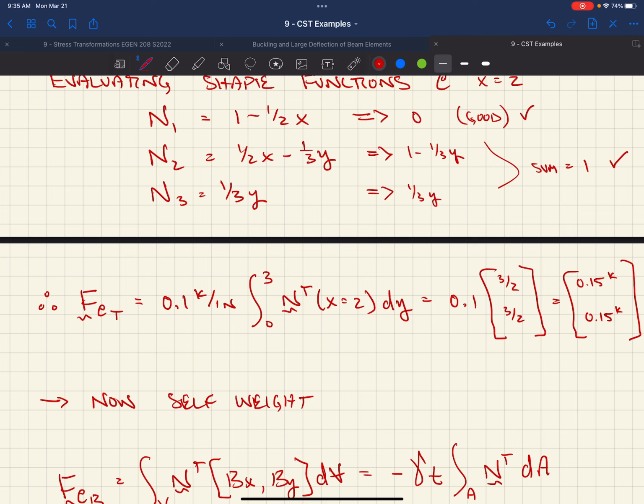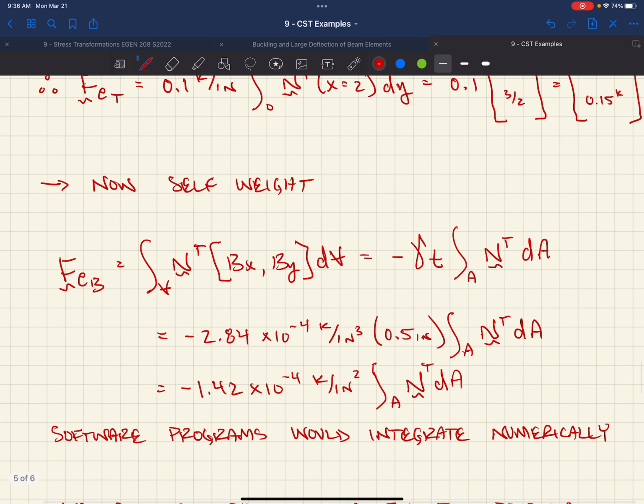We don't have rotational degrees of freedom in this CST element. So these are really just translational forces, right? Forces in the x direction at nodes 2 and 3, which relate to just taking our 2 uniform loads. Any questions about that one?